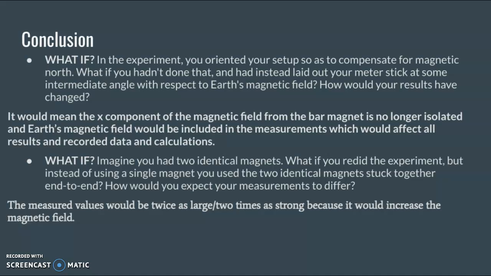And secondly, imagine you had 2 identical magnets. What if you redid the experiment, but instead of using a single magnet, you used the 2 identical magnets stuck together end to end? How would you expect your measurements to differ? And so the measured values would be twice as large, or 2 times as strong, because it would increase the magnetic field by that factor.